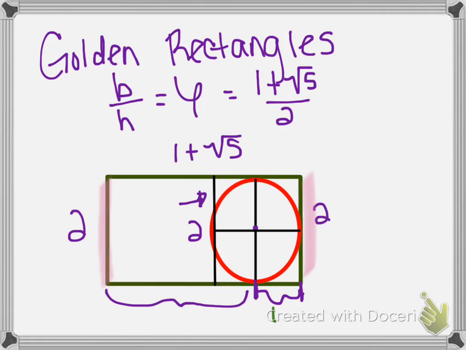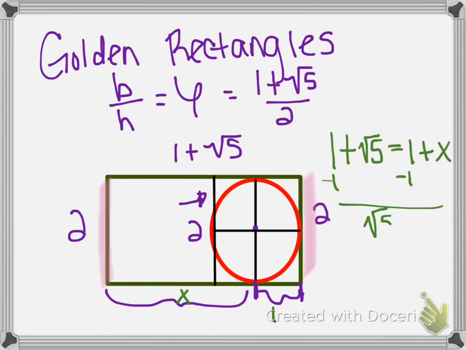If this whole base of our golden rectangle is 1 plus the square root of 5, we can set that equal to the 2 pieces down here, so we can set it equal to 1 plus, let's give this unknown length a variable. Let's put in x there, and we can solve for x. Let's start by subtracting 1 from both sides. When we do, we see that the square root of 5 equals x. So that length there is the square root of 5.